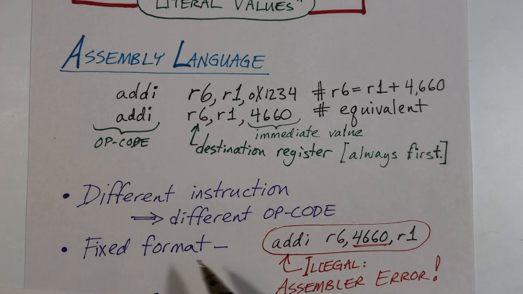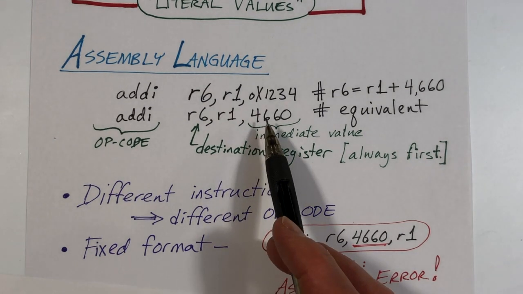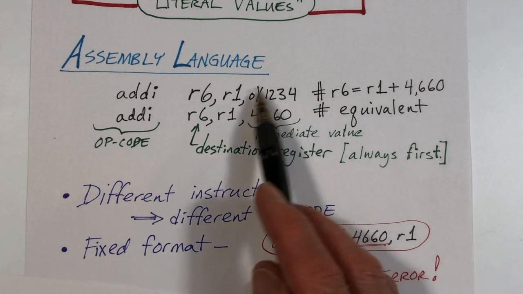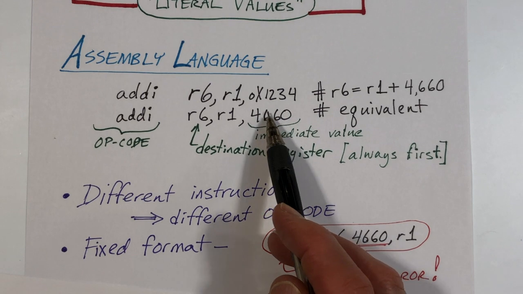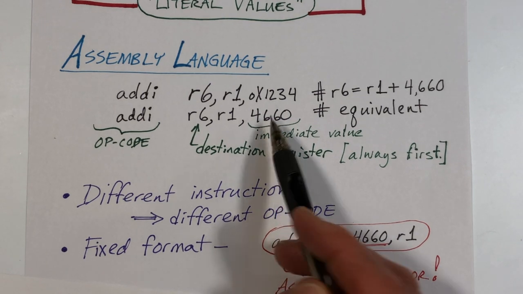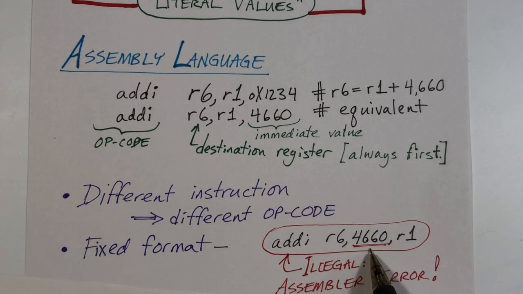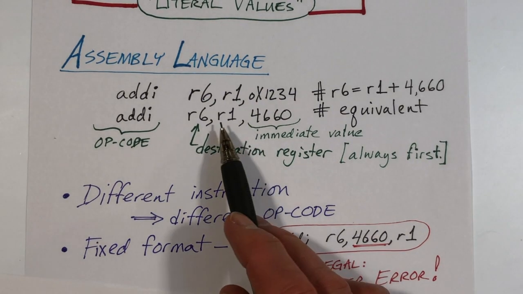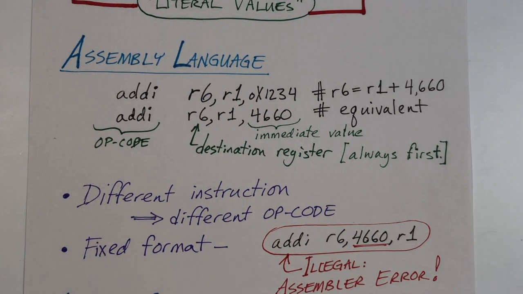And we also want to note that the assembly language has a very fixed format. In this particular instruction, the immediate value is the last operand here. Okay, you cannot specify it like this. The assembler will object to this, give you an error. We have to have exactly this form.